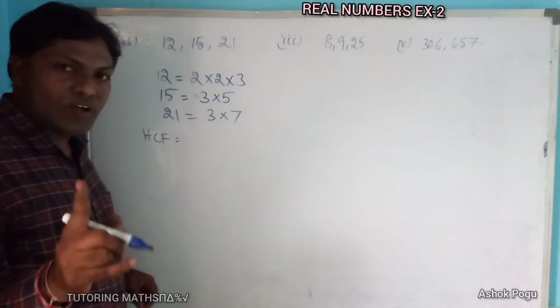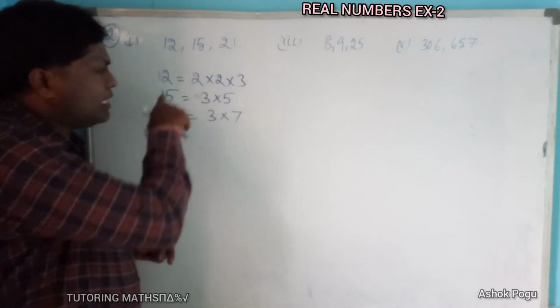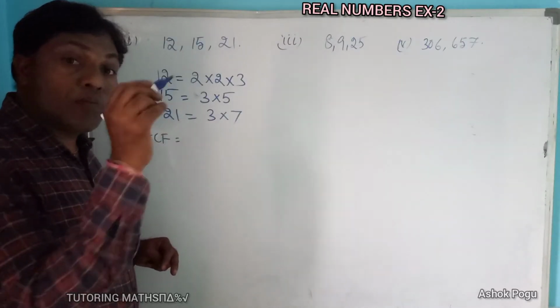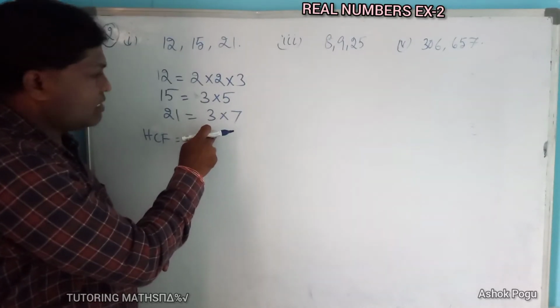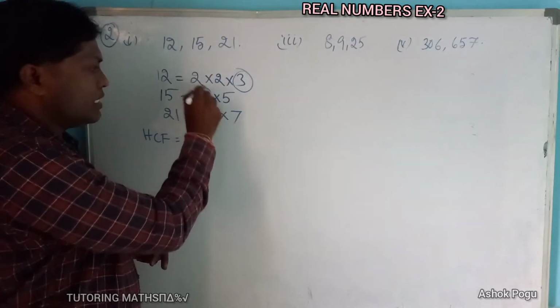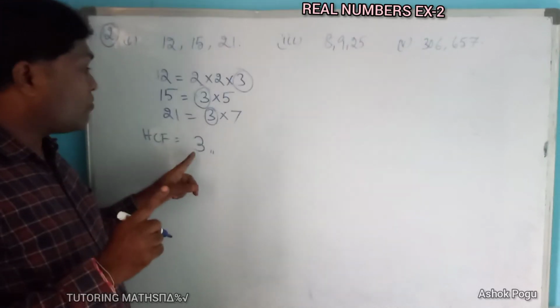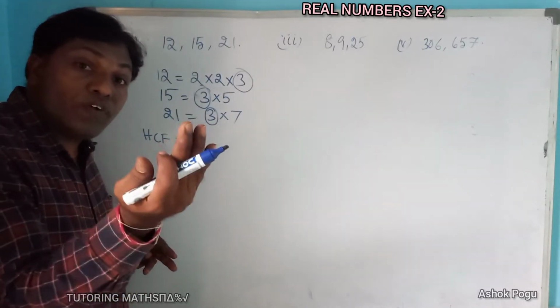What is HCF? Highest common factor. So in all the three rows, circle the common factor. 2 is not there, 2 is not there, 3 is there. 3 is the common factor. So therefore, what is the HCF of these three numbers? 3.